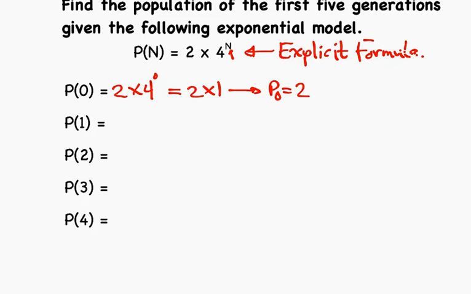Now, we don't need previous data to get new data. If I wanted to, I can go straight to P4. And I would plug in 4 where I see the n. It would be 2 times 4 to the 4th power.